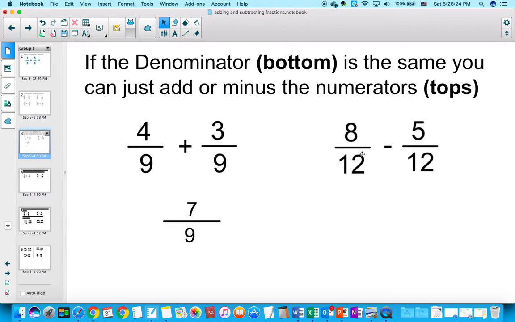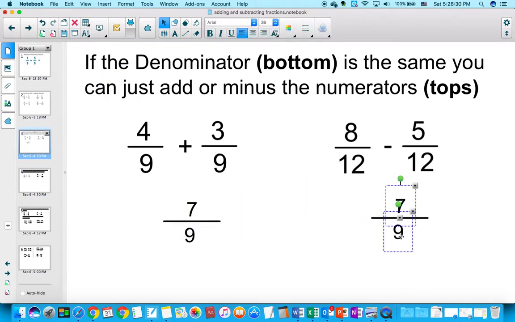Okay, let's do subtraction. Well, are the bottoms the same? Yeah. So I'm just going to copy paste, and change that to a 12. And what do I have here? Well, 12 is the same. Don't touch them. They're the same. Don't worry about it. 8 minus 5, 3. Right? That's all I got to do.